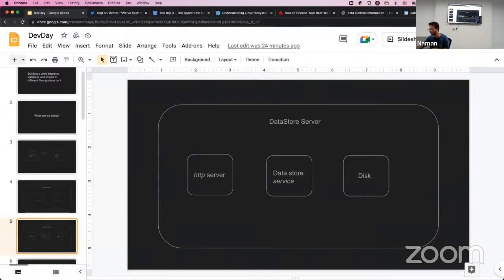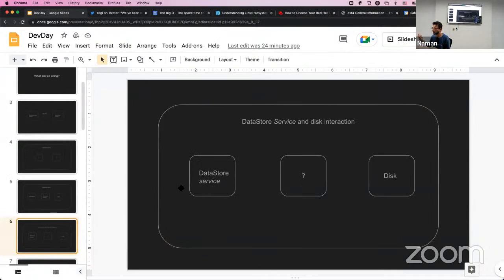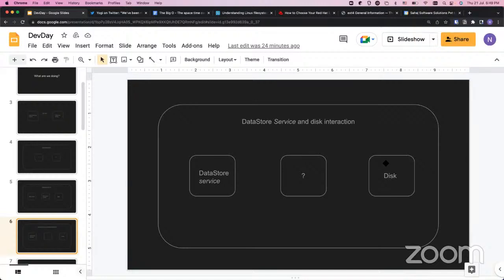Now, what other components do you think are required for the interaction between the data store service and the disk? For the data store service, you could choose any language. It could be Java, Go, anything, right? And the disk is your hardware disk. So how does the interaction happen between your Java, or whichever language you choose, and the disk is the question.